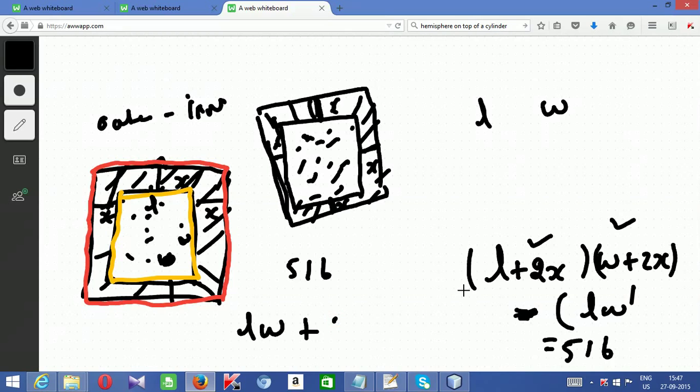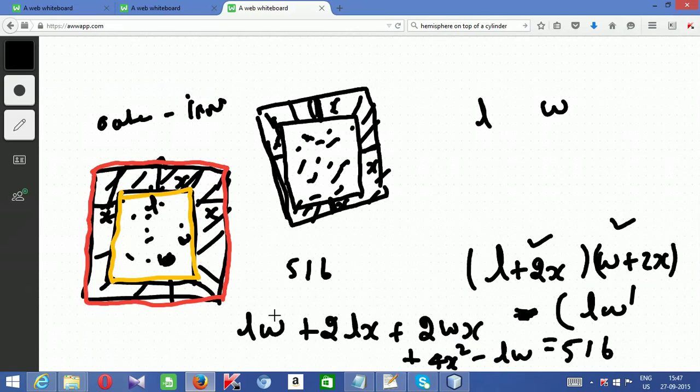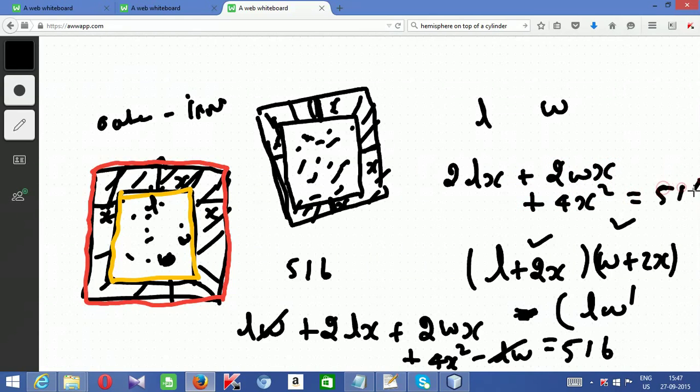you will get LW multiplied, and 2LX, and then you have 2WX, and you have plus 4x square minus LW equal to 516. So LW will typically get cancelled. So what do you have finally in your hand? You have 2LX plus 2WX plus 4x square is equal to 516.